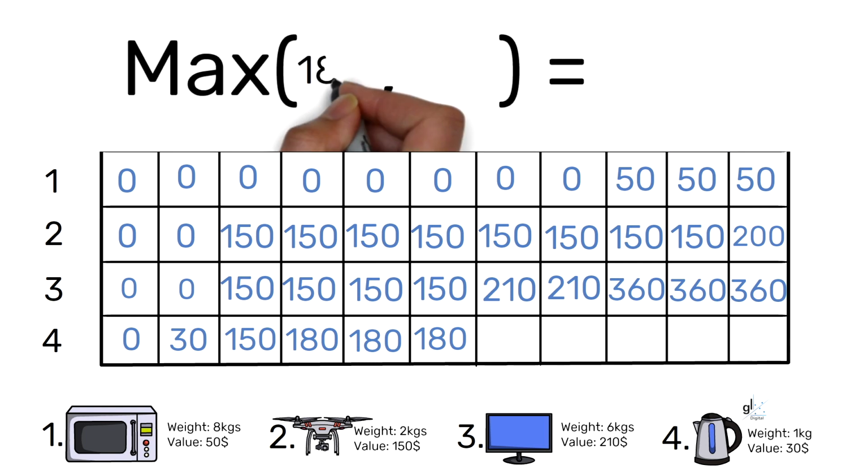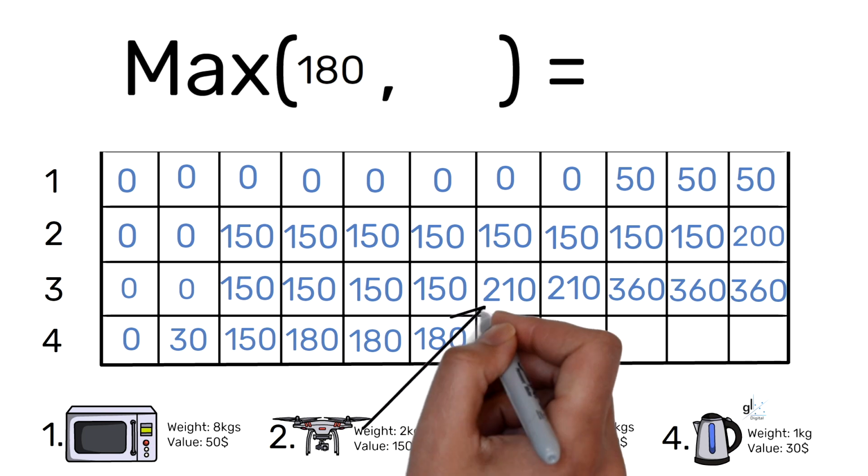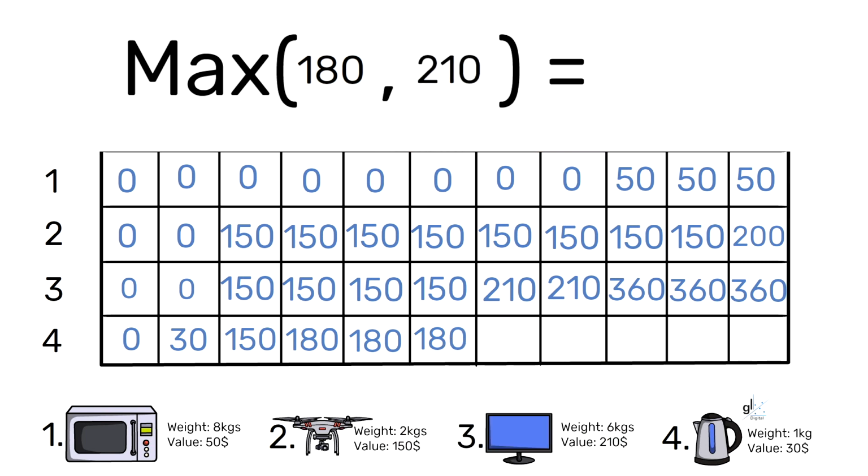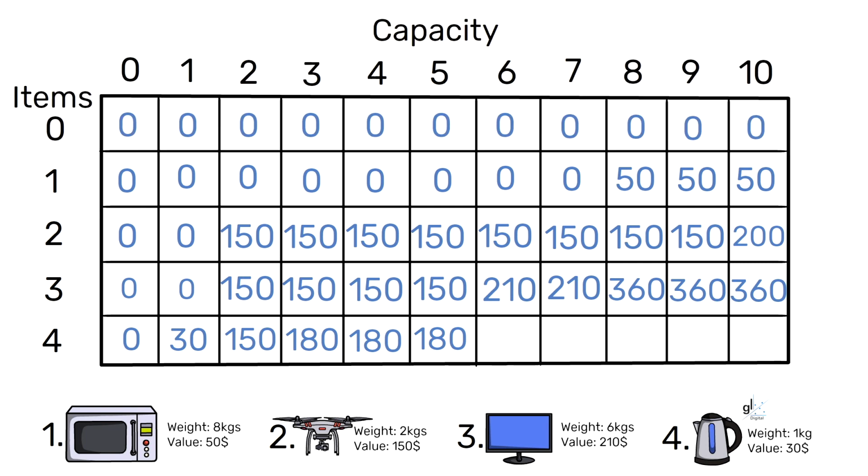So we can pass 180 as the first argument to the max method. As always, the second argument that we need to pass into our max method comes from the cell directly above the current cell. This cell contains the value of the monitor, so 210 is obviously greater than 180, so we can record 210 in the current cell.